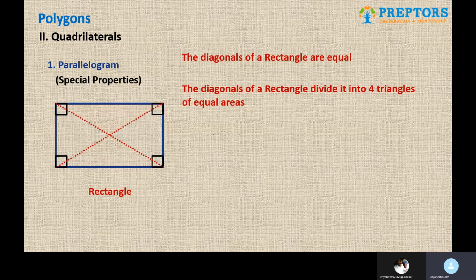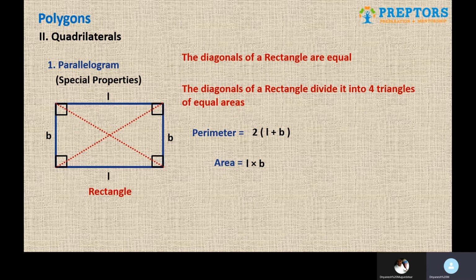Perimeter, as usual, 2 times length plus breadth. Area, parallelogram, so AB sine theta, that is LB sine 90, which is 1, and hence the area of rectangle is length into breadth. This is the proof. We have been doing this in school days. Area of rectangle is length into breadth. Why it is like that, we come to know today.